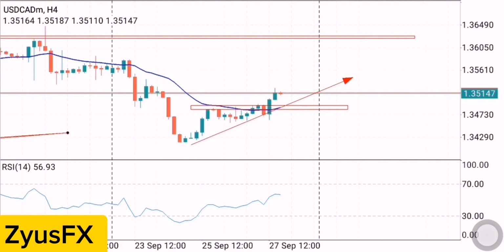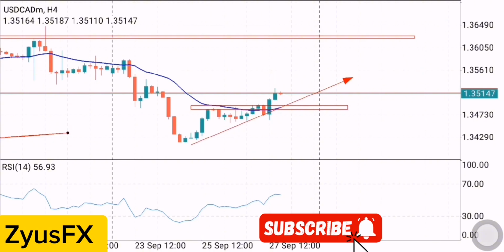You can also use the 5 minutes, but I think the 15 minutes is not too fast or slow, so it's just in the middle. So I think it's the best, but you can also scale to 5 minutes to get earlier entries. So that's the 3 time frames you need.